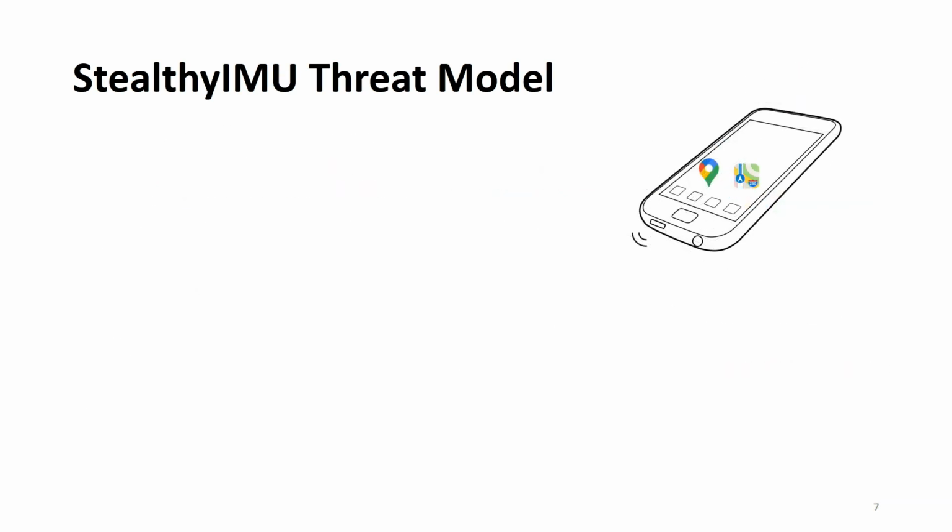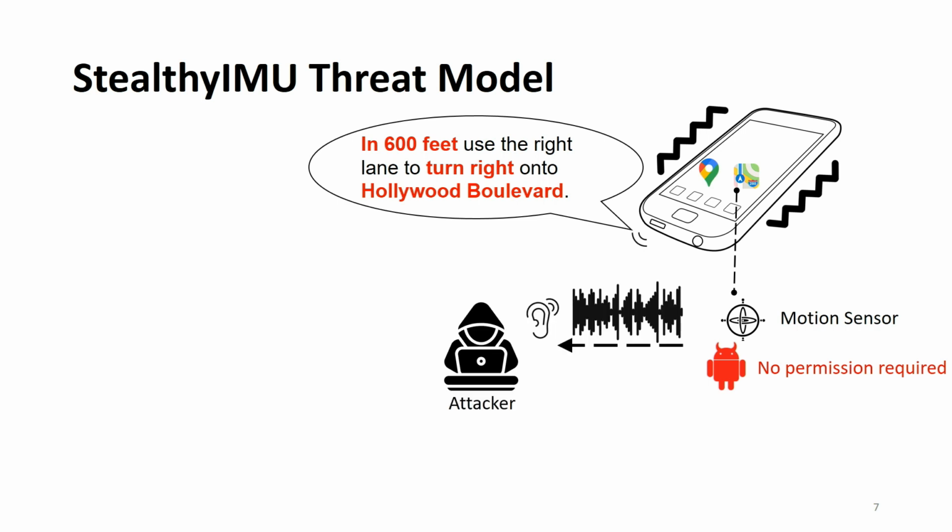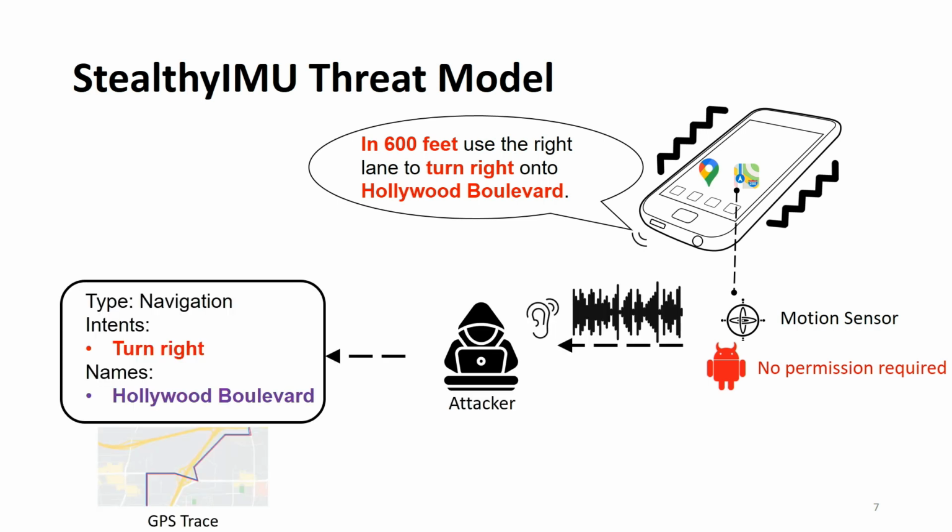Another example is related to navigation apps, like Google Maps and Apple Maps. For example, when you navigate, they will always guide you and say something like, in 600 feet, use the right lane to turn right onto Hollywood Boulevard. That means if the motion sensor can capture this kind of speech, the attacker can extract that you are navigating and your location is Hollywood Boulevard. And finally, we can even recover your GPS trace.